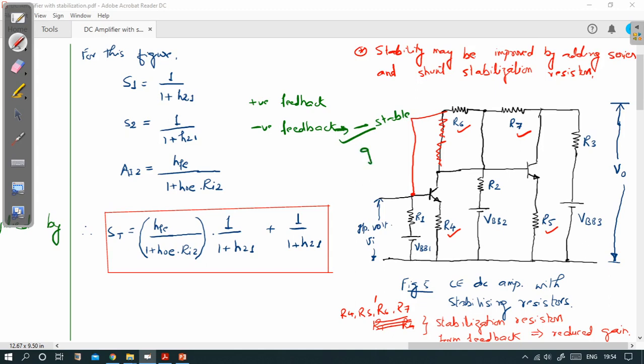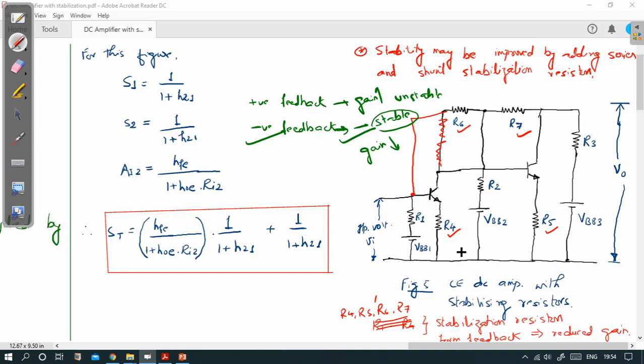At the same time, the gain is reduced. Whereas positive feedback will increase the gain, we know this, but at the same time it makes the circuit more unstable. Our goal was to make the circuit more stable, and hence negative feedback was used here in the circuit. So this is just one of the simple methods to increase the stability of circuits.